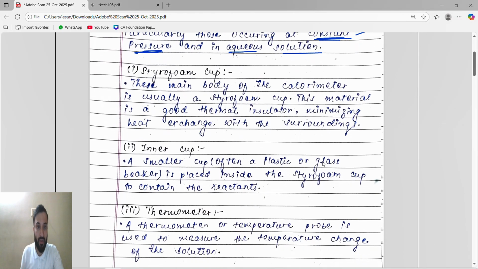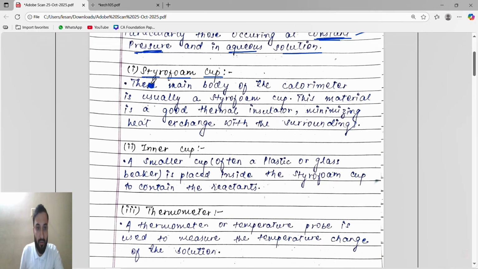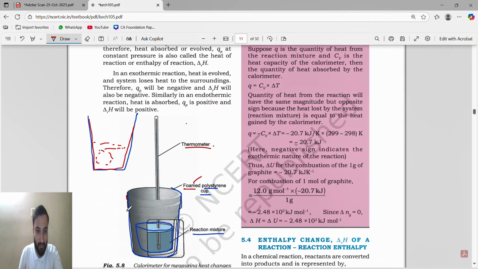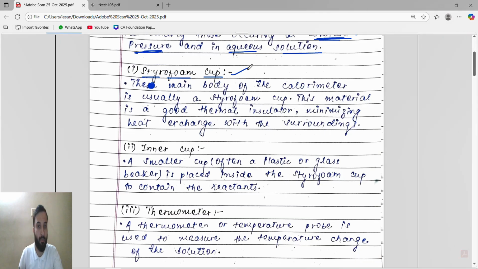Now we will see it part by part. First is the styrofoam cup, the foamed polystyrene cup. This whole thing is the main body of the calorimeter, and it is usually a styrofoam cup. This material is a good thermal insulator.